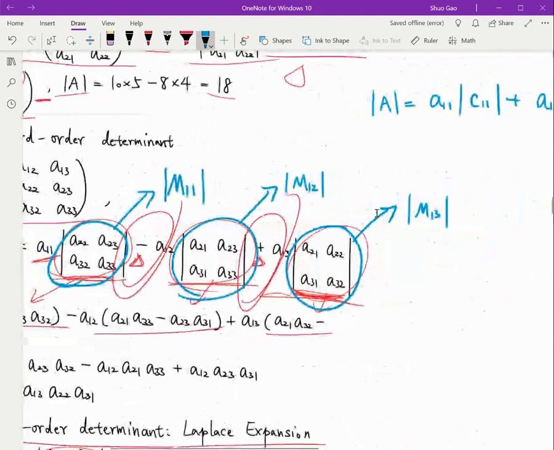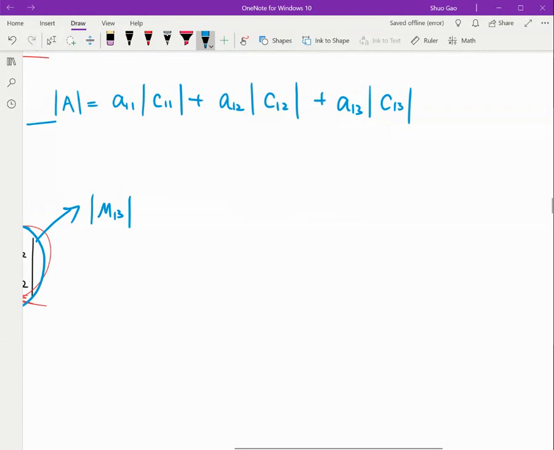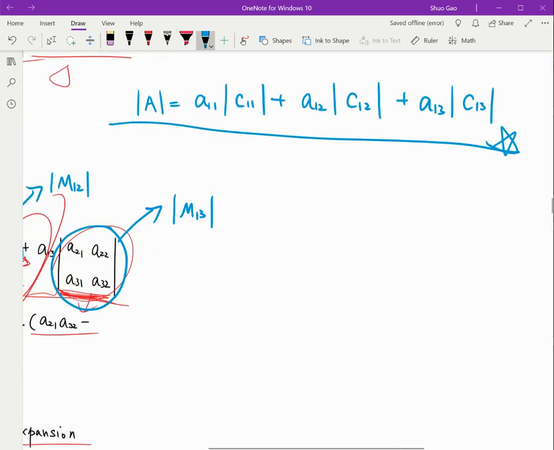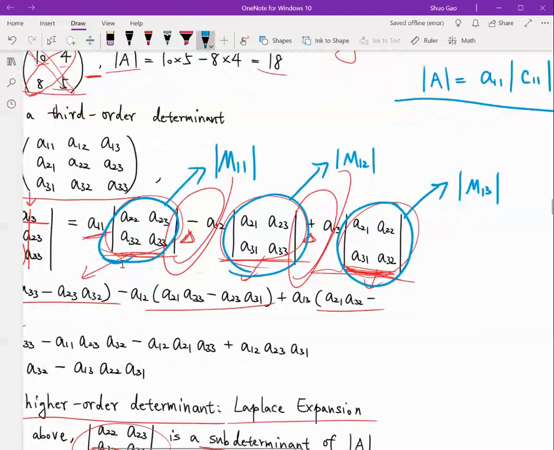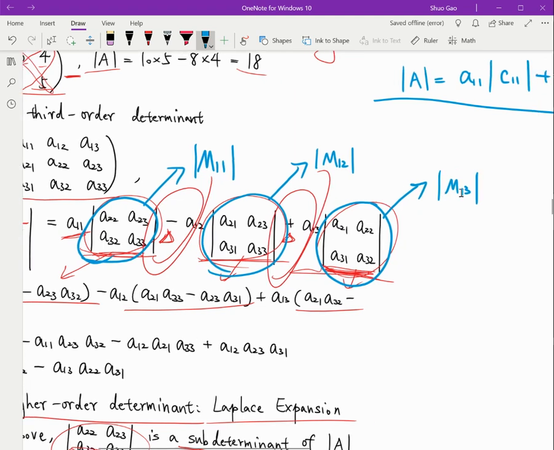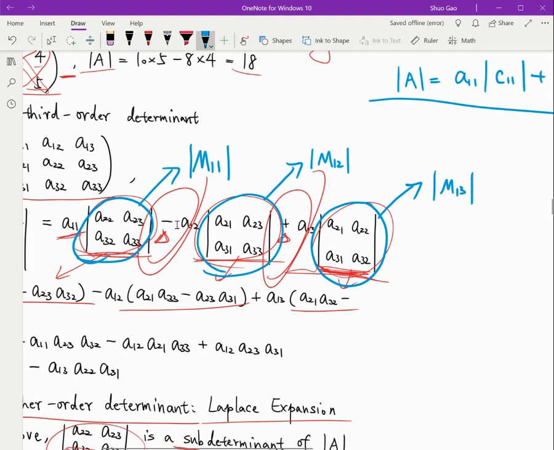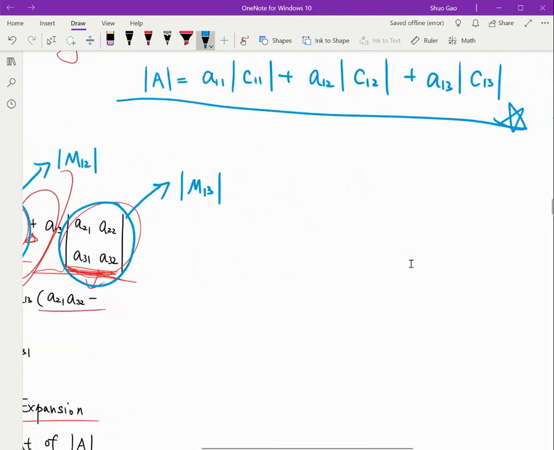So here we see that these two equations are a definition of how to find out the determinant of A. We use the cofactor C, times the associated element, and sum this together to find the determinant of A. But here we know that this little determinant is called M11. So this is M12 and M13. The only difference between M and C is that there's a minus sign here and there's a plus sign here.